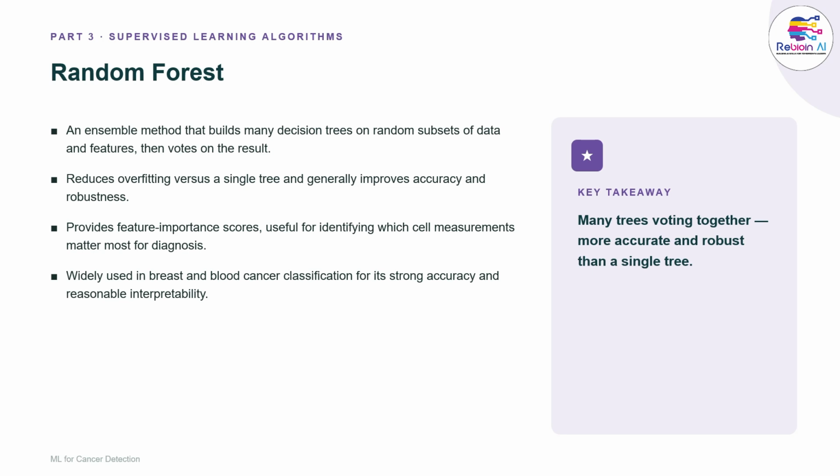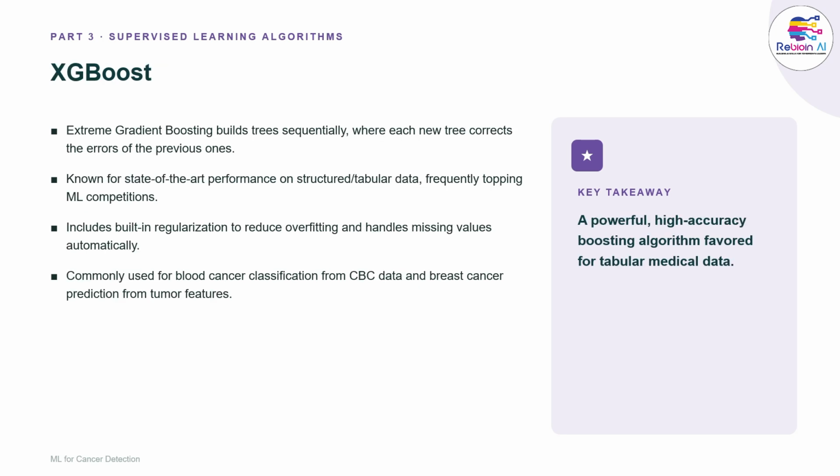That's random forest. XGBoost, that is extreme gradient boosting. It takes a different approach to combining trees than random forest. Instead of building trees independently and averaging, XGBoost builds trees sequentially, where each new tree is specifically trained to fix the mistakes of the previous ones. It's a chain of trees, each correcting the errors of the one before it.